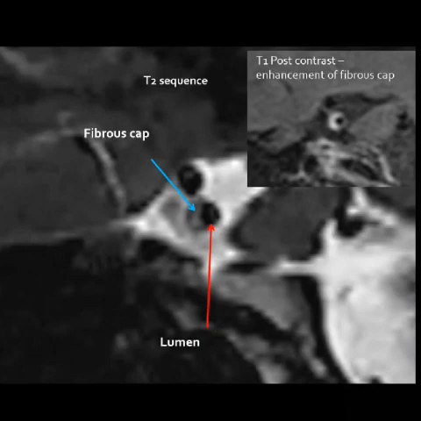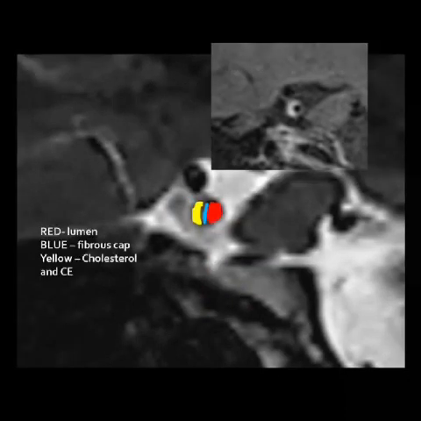You notice the red arrow pointing at the lumen and the blue arrow pointing to a T2 hyperintensity suggestive of a fibrous cap. The enhancement on the T1 imaging corresponds to this fibrous cap. The red shade corresponds to the lumen and the blue shade corresponds to the fibrous cap.